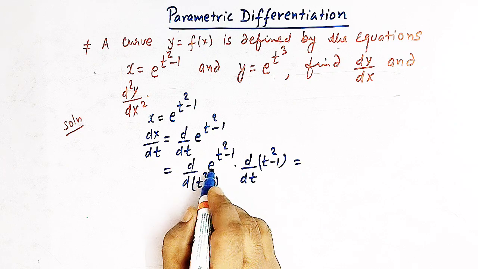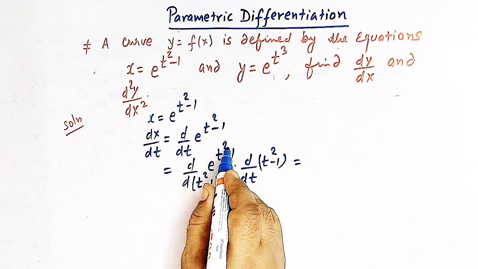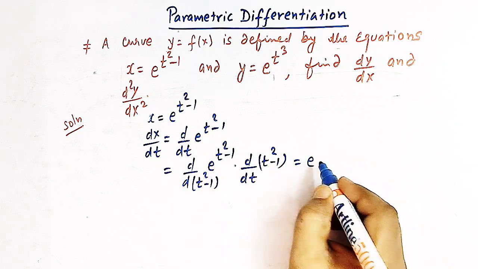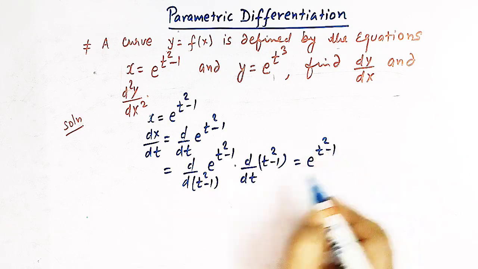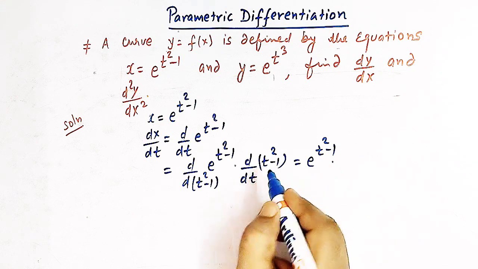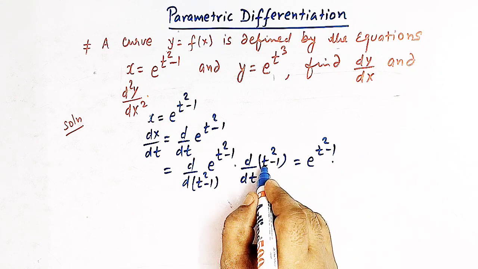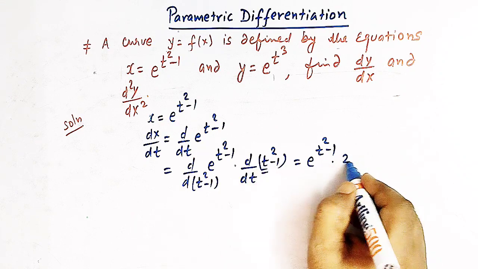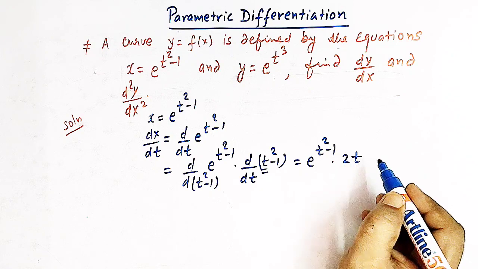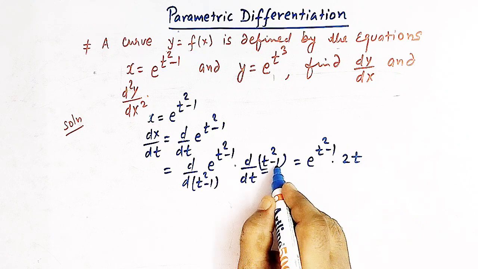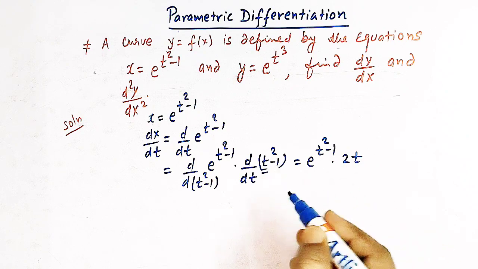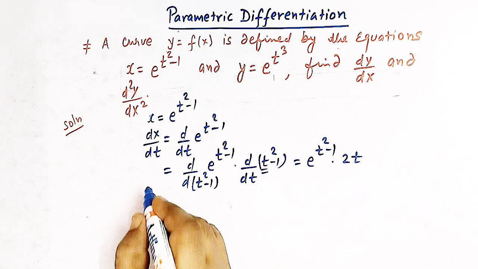Now the derivative of the exponential function is the exponential function itself. So here we have e raised to (t square minus 1), and by chain rule the derivative of (t square minus 1) is simply 2t, right? Because here the derivative of t square is 2t and the derivative of 1 is 0, being a constant, right?